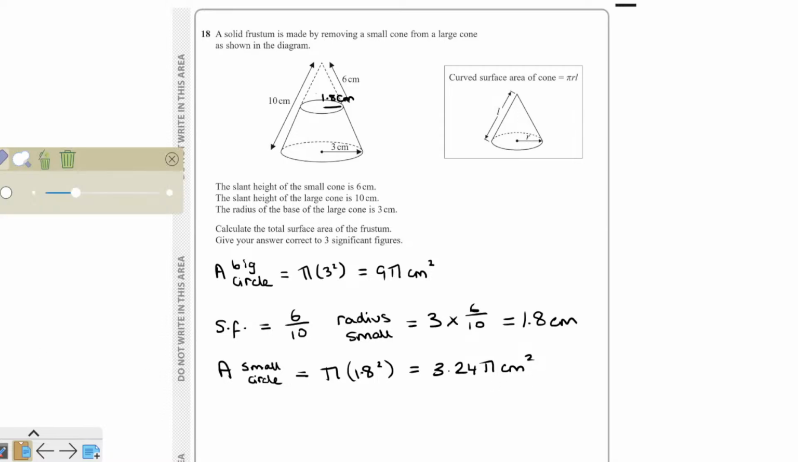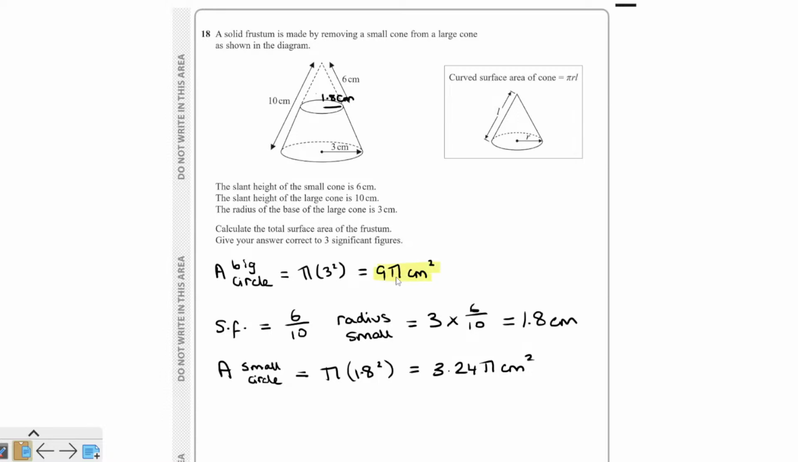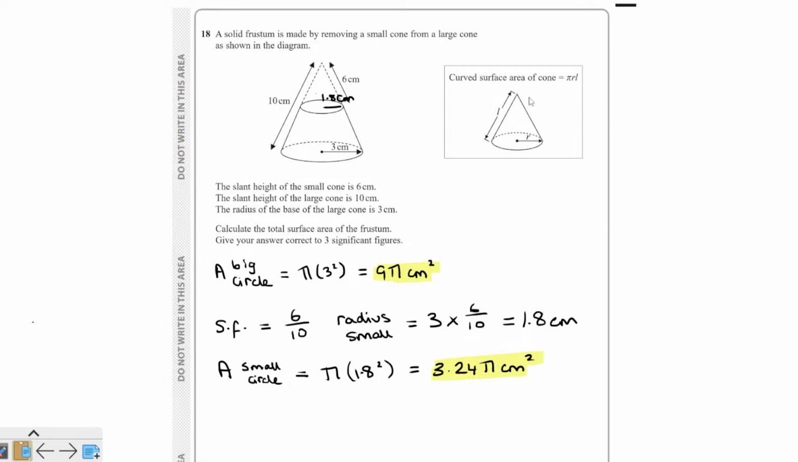Okay, I'm just going to highlight those because we need both of those, don't we? We need this one and we need this one. Now the last thing, we said we need 3 things to add together, is then obviously the curved surface area, which is why we've got this formula here. So the curved surface area of a cone is pi times radius times the length, which is this like slant height effectively.